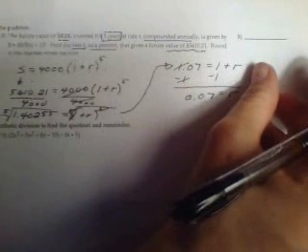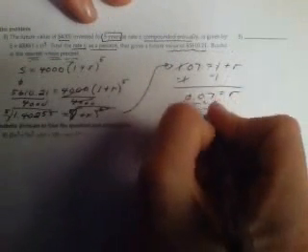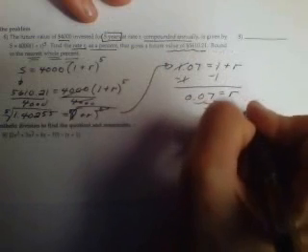Now to solve for R, I'll subtract 1, and I'm getting 0.07 equals R. And it wants us to find it to the nearest whole percent. So I'll move my decimal 2 places to the right, and I'll say the rate is approximately 7%. So 7% is the answer for number 8.